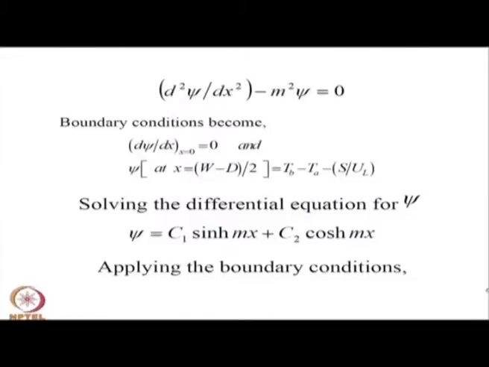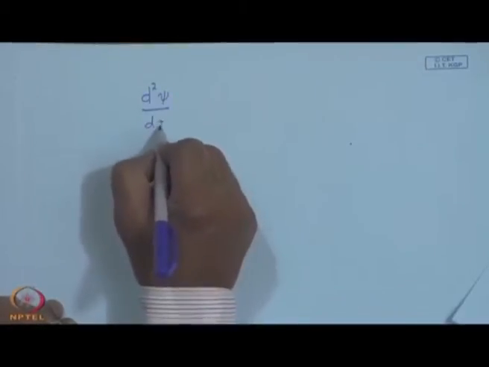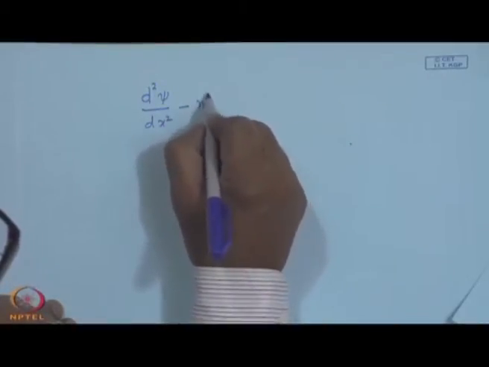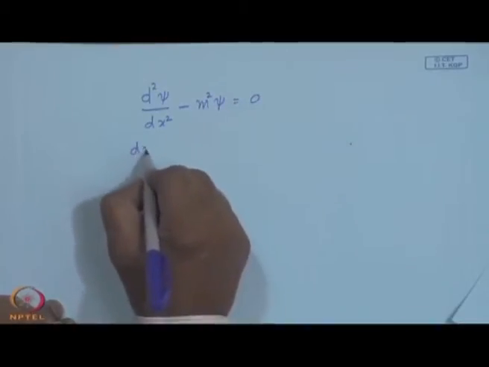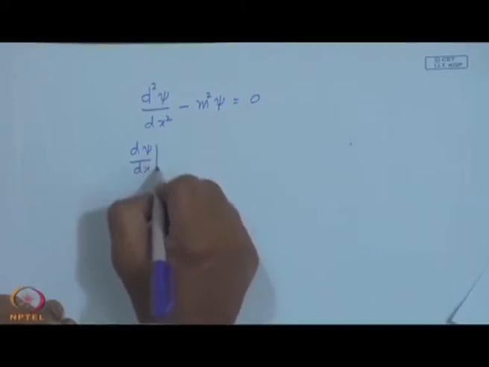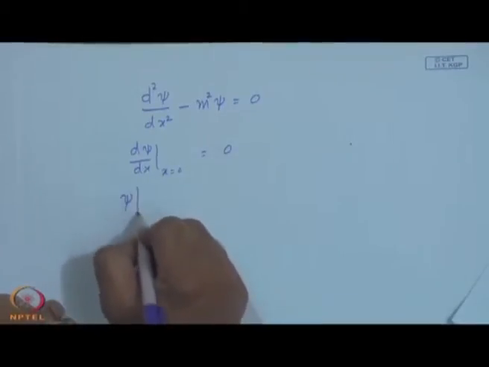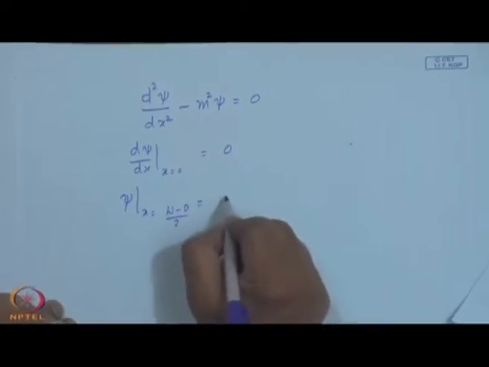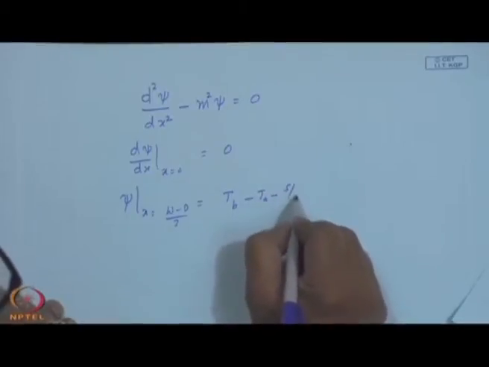So, this simplifies to an equation d squared psi by dx squared minus m squared psi equal to 0, with d psi dx at x equal to 0 being 0, and psi at x equal to W minus d by 2 should be equal to T at the base minus T a minus S upon U L.